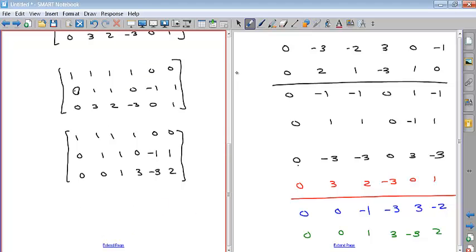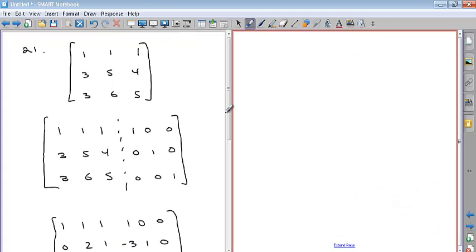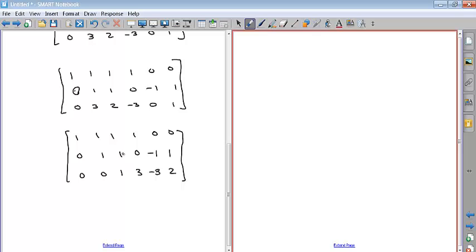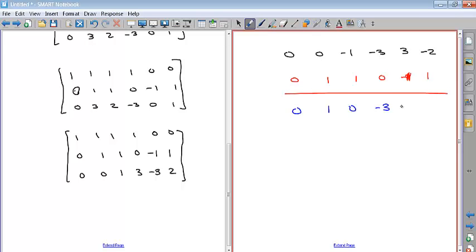So what I'm going to do next is I want to get a 0 there. To do that, I take the third row and I multiply by negative 1, which means I just change the signs of everything. I add that to the second row. Add those two together, you get 0, 1, 0, negative 3, 2, negative 1.